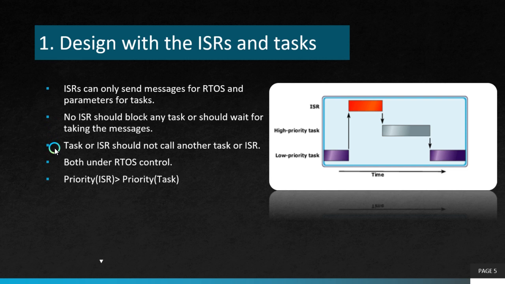The second condition is a task or an ISR should not call another task or an ISR. The third condition is each ISR or task has to be under the control of a real-time operating system. And the fourth condition is each ISR code should be of short execution time.